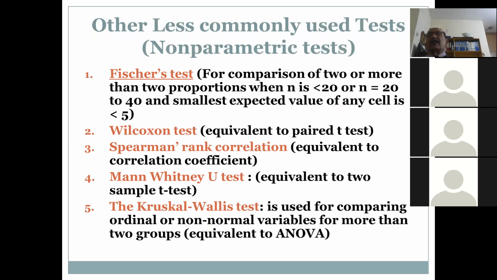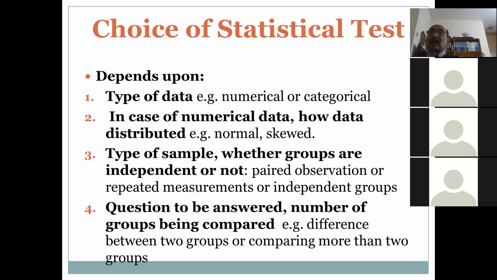There are less commonly used non-parametric tests. Normally, if your data is not normally distributed, then we use these tests. Fisher exact test is used in place of the chi-square test if the sample size is less than 20, or between 20 and 40 with the smallest expected value of any cell being small. Wilcoxon test is used as the equivalent of the paired t-test. Spearman rank correlation. Mann-Whitney U test is used as the equivalent of the two-sample t-test. Kruskal-Wallis test is used in place of ANOVA. These are less powerful tests. They are sometimes used when the distribution is not normal, when your data is not normally distributed.